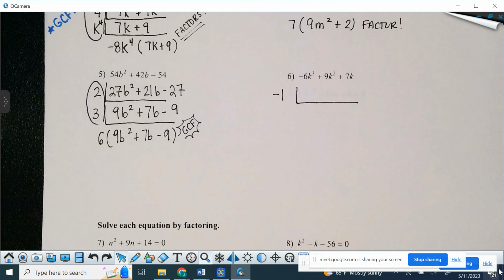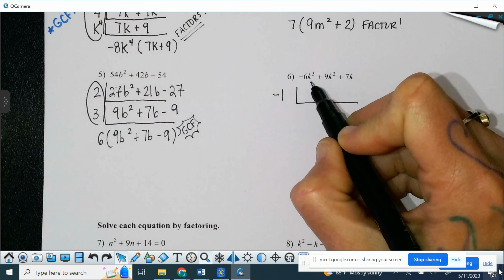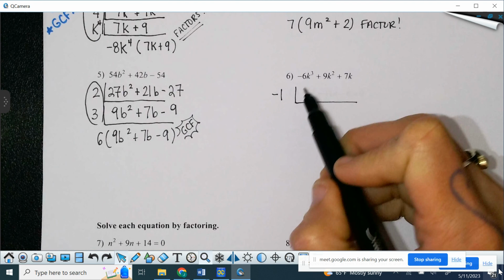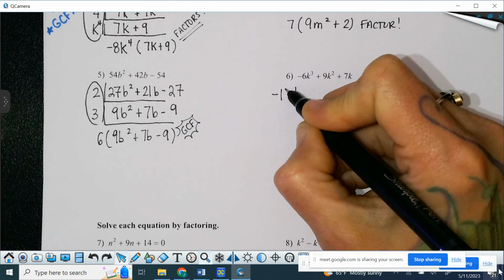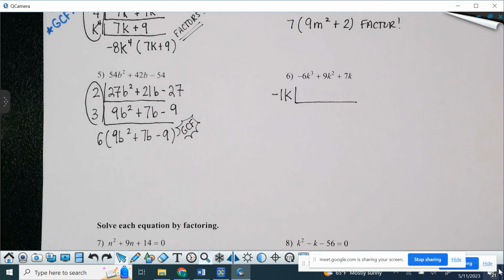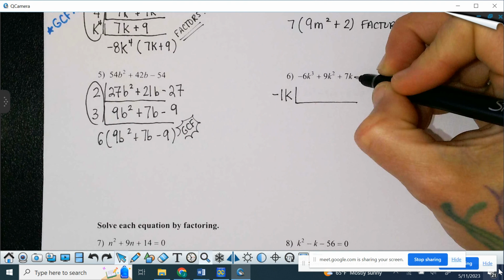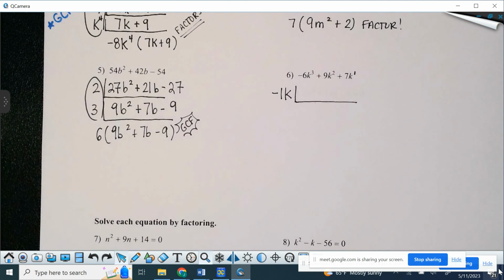So after numbers, the next thing we're going to go to is our variable. We have a k in the first one, second one, and third one, so we know we're going to pull out a k. What's the lowest exponent between the three? Be careful. There is no exponent, so there's actually a 1 there. So the lowest exponent is going to be that 1. So we're just going to pull out that -1k.